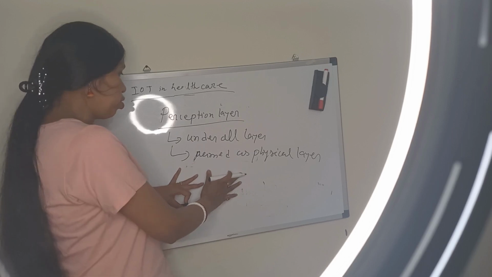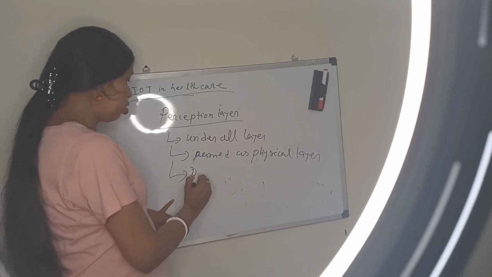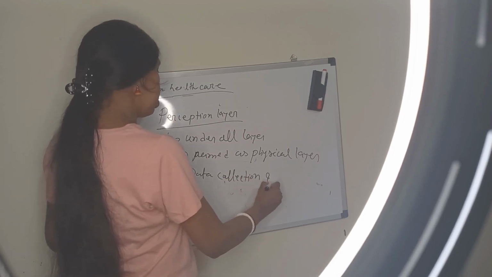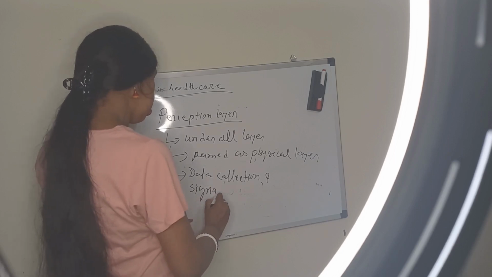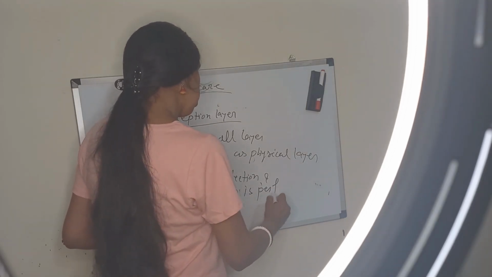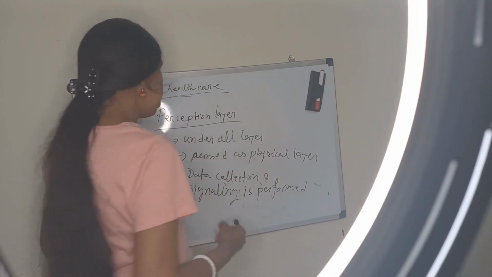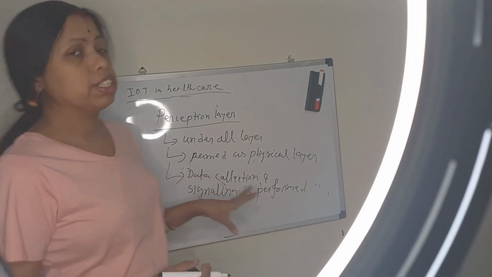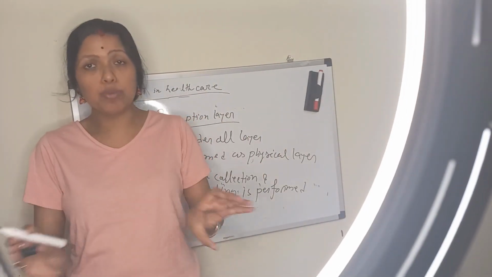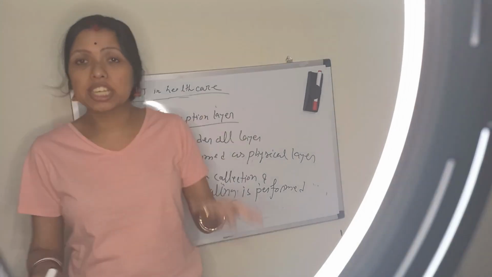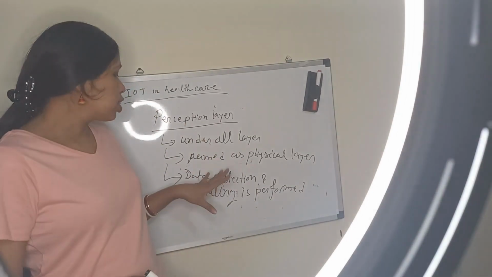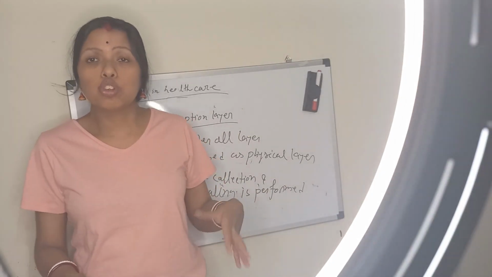Data collection and signaling is performed through this perception layer. So the perception layer is the bottom of the architecture, under all the layers. It is named the physical layer because it deals with physical quantities and physical objects, and data collection and signaling is performed through this layer.